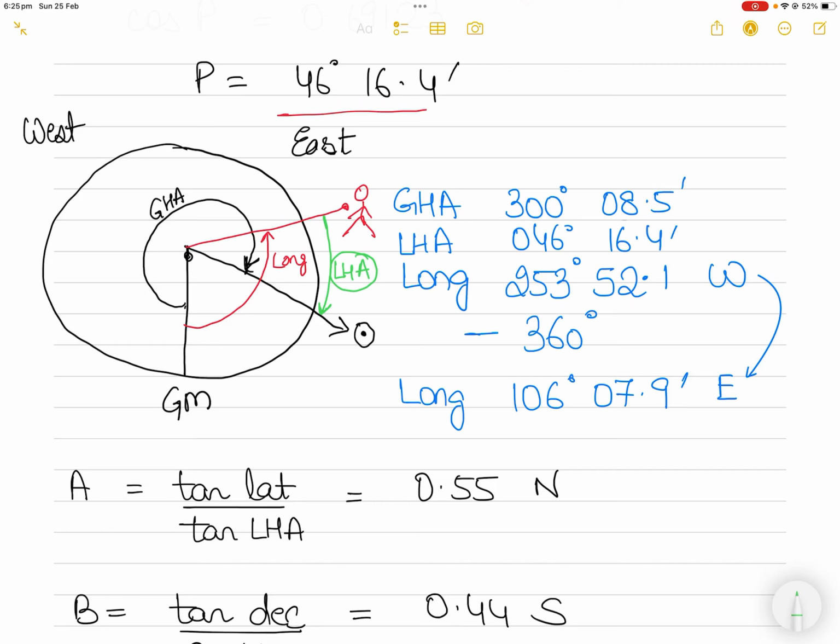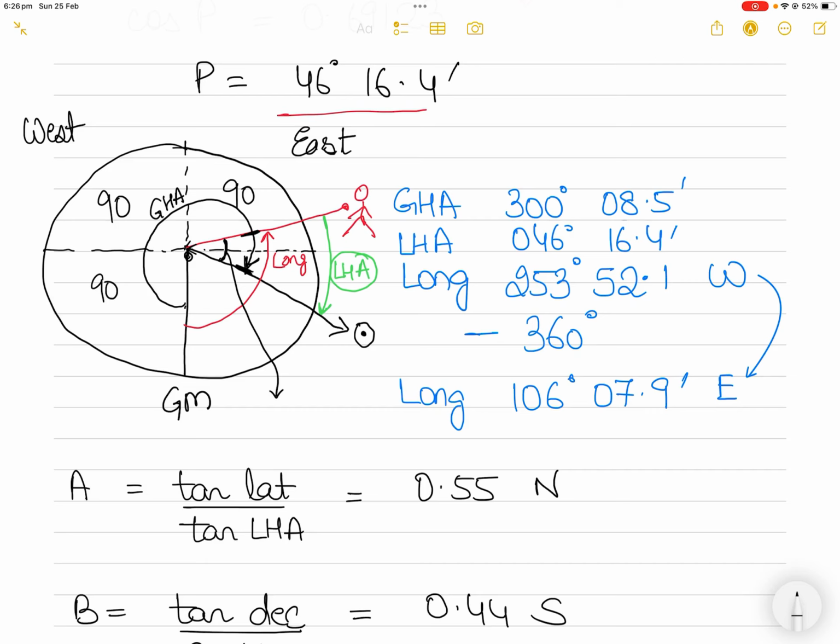Now if you ask me how, let me show you how you can measure it out. Ideally I don't want you guys to get confused. Remember GHA is 300 degrees 8.5. Every quadrant is 90. So we have 90 plus 90, 180. Let's say this quadrant is 90, then this quadrant is 90, and then this quadrant is 90. That is 270. That means the remaining angle here, this portion here, will be how much?